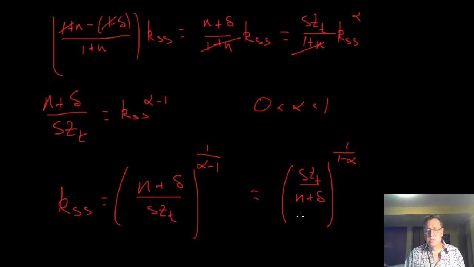So what do we have here? We have that the capital stock in steady state is just equal to the savings rate times TFP divided by the population growth rate plus the depreciation rate. And that whole thing gets raised to this power that comes from the production technology.